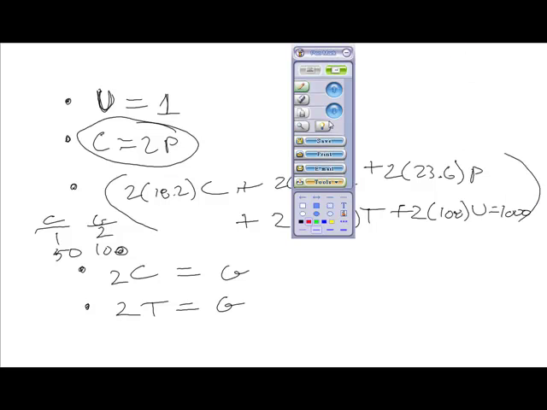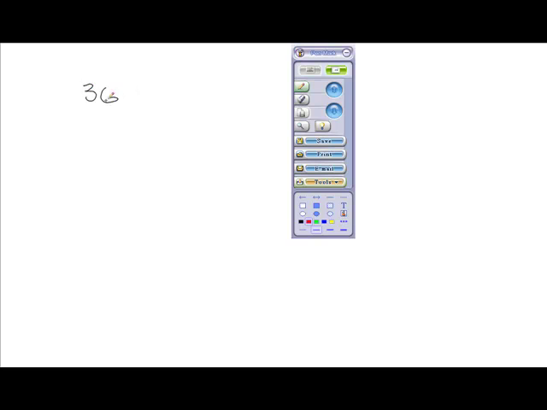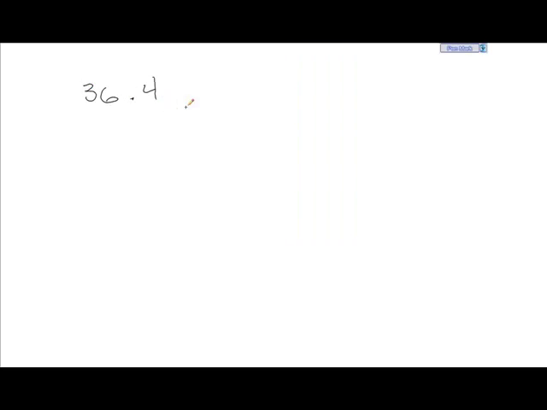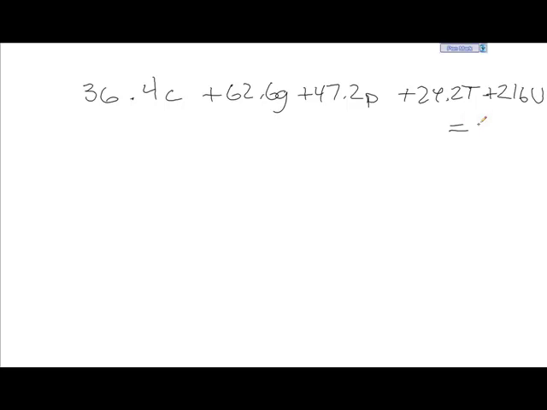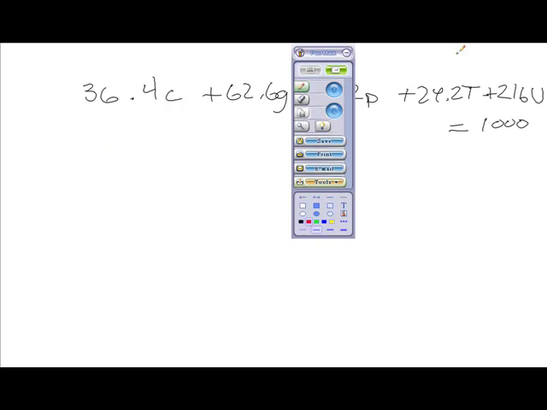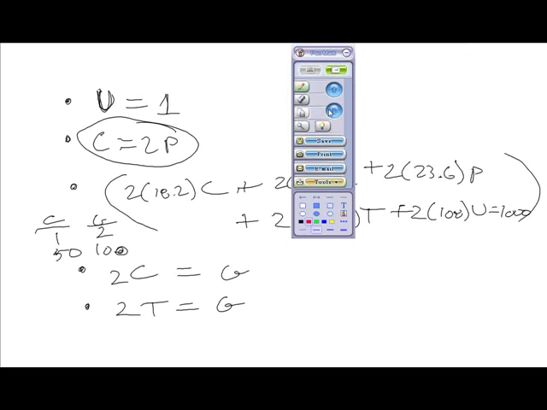So 2 times 18.2, if I multiply that, I get 36.4 times C, plus 62.6 times G when I multiply 2 times 31.3, plus 47.2 times P, plus 24.2 times T, plus 216U equals 1,000. And so what I want to make sure to do is, with all the other equations, to line up the variables so that I have C, G, P, T, and U.